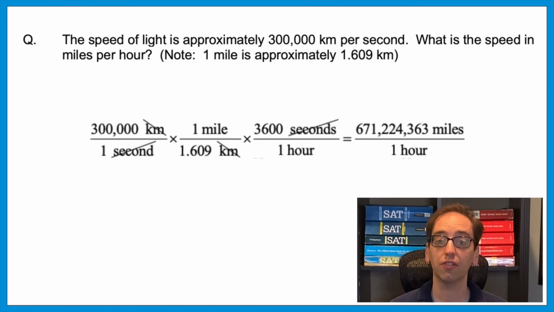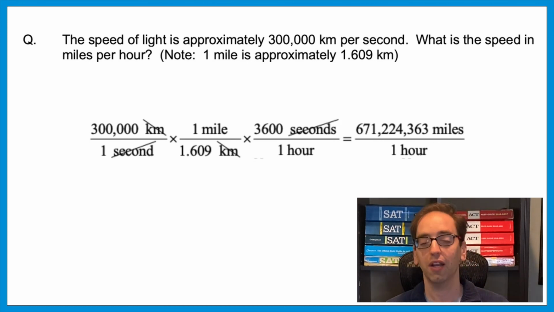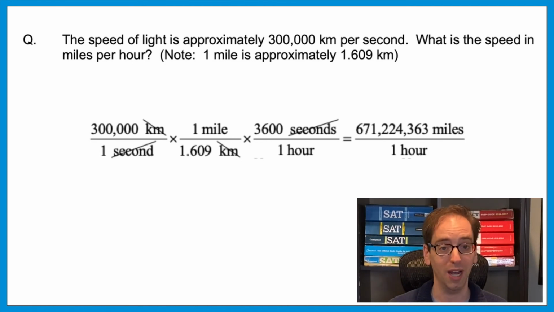Multiplying through would give us 671 million. Long number. Who cares? It doesn't matter. The point being, by setting up the fractions this way, we were able to cancel kilometers with kilometers and seconds with seconds, so we are only left with miles per hour.